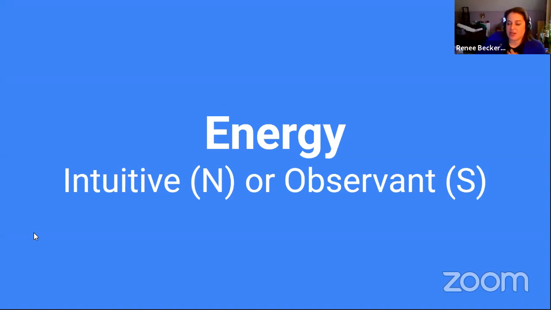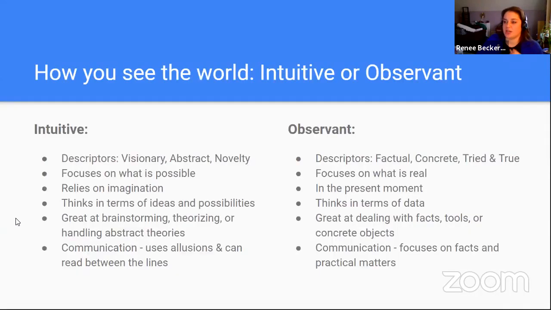So this is where the intuitive, AKA N, versus observant, AKA S, comes in. This is how you see the world. If you're intuitive, the descriptors are visionary, you can work with abstract concepts, you appreciate novelty, you focus on what's possible and use your imagination. Where you can thrive is brainstorming, and when you communicate, it's easy for you to read between the lines. And if you're observant, you're very factual, concrete.